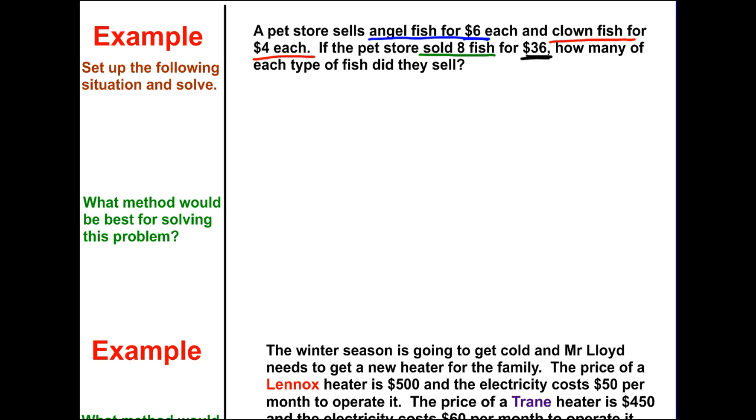First thing is that I notice we have angelfish, and we're trying to figure out the number sold. So I'm gonna give it a label. I'm gonna call it A, and that equals the number of angelfish. Sorry, not anglefish, angelfish. And then I'm gonna give my clownfish a variable as well, and it's gonna be C as my number of clownfish.